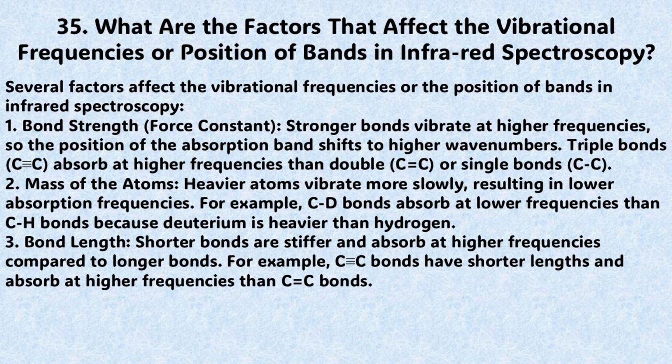Mass of the atoms, heavier atoms vibrate more slowly, resulting in lower absorption frequencies. For example, C-D bonds absorb at lower frequencies than C-H because deuterium is heavier than hydrogen. Bond length, shorter bonds are stiffer and absorb at higher frequencies compared to longer bonds. For example, C≡C bonds have shorter lengths and absorb at higher frequencies than C=C.